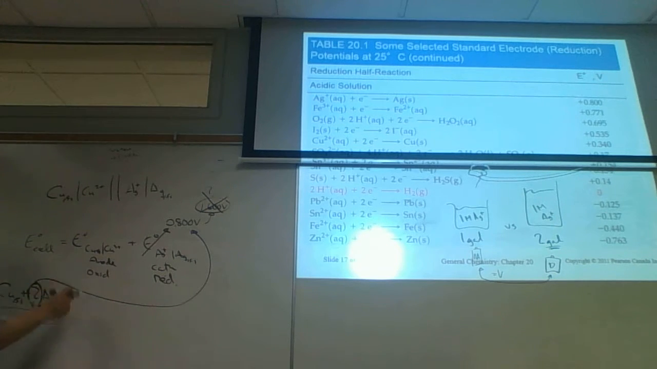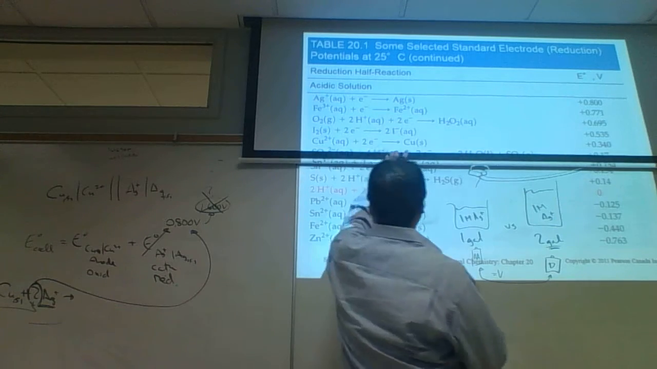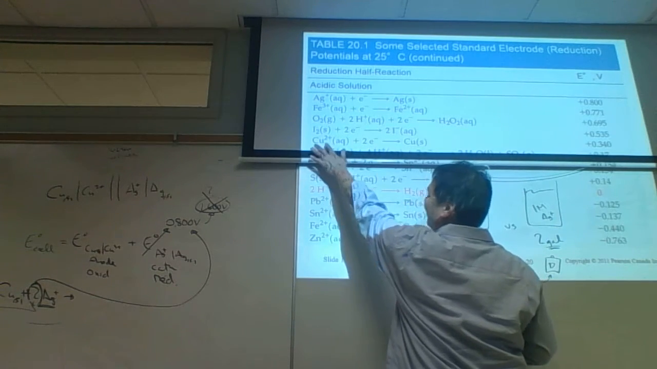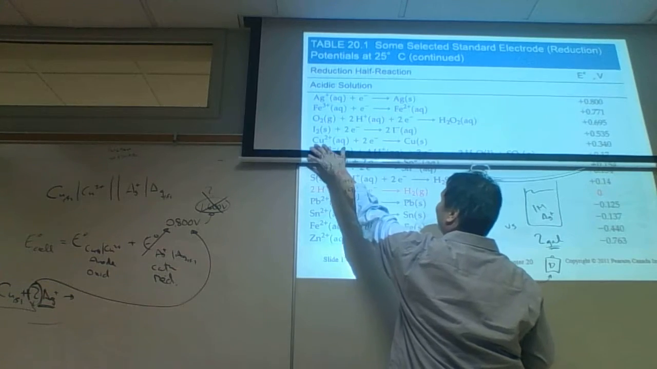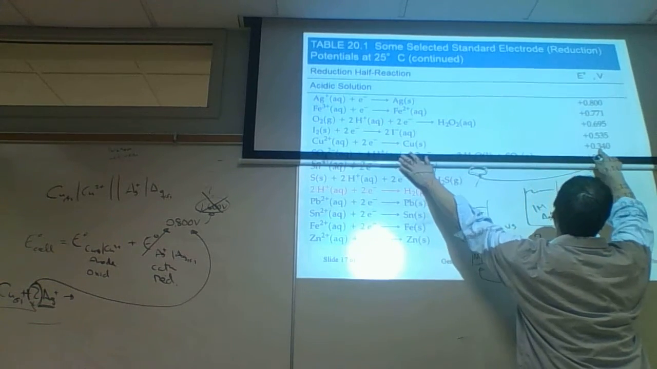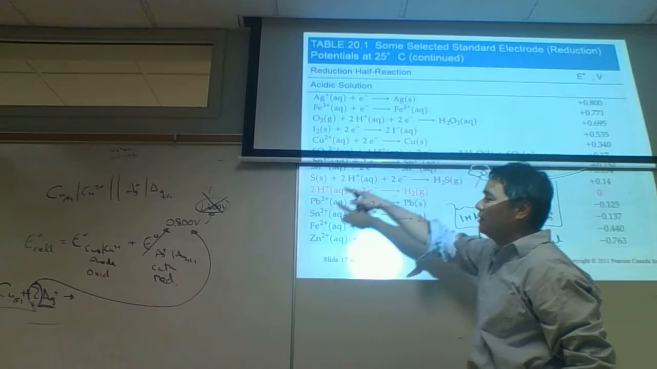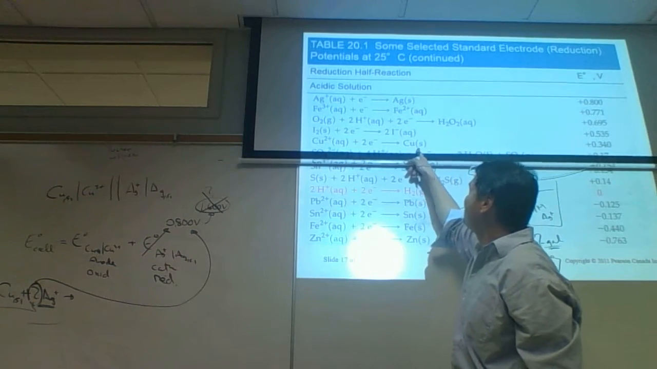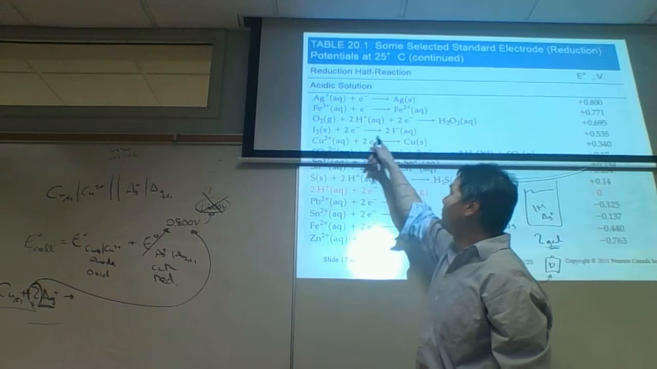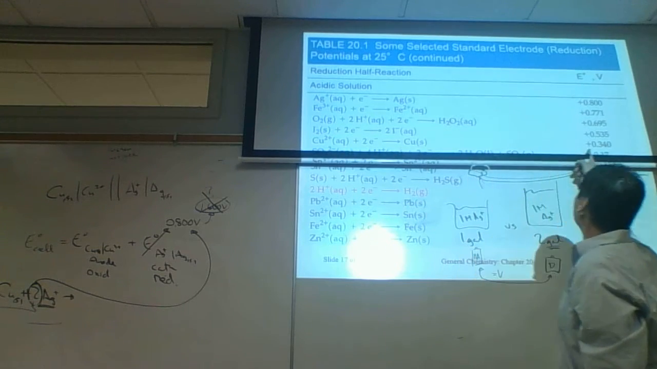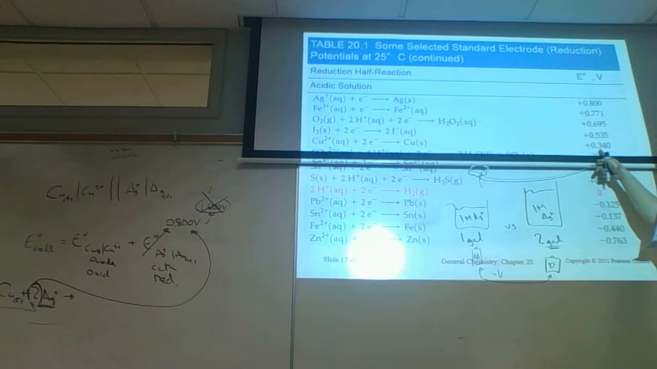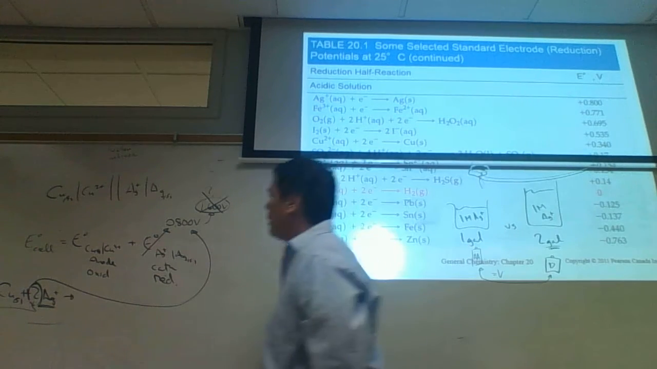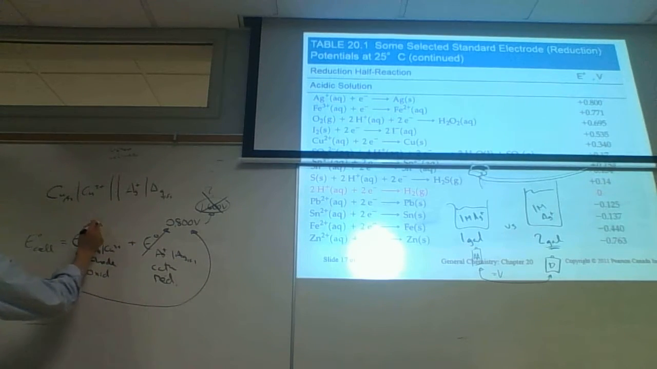And then we look at copper, copper 2 plus. Well, I have copper 2 plus goes to copper. If I have copper 2 plus goes to copper, that's 0.34. But I'm looking at the reverse. I'm looking at copper goes to copper 2 plus. So I'm going from copper to copper 2 plus. If I reverse this reaction, I change the sign here. And so the copper 2 plus couple is going to be negative 0.340 volts.